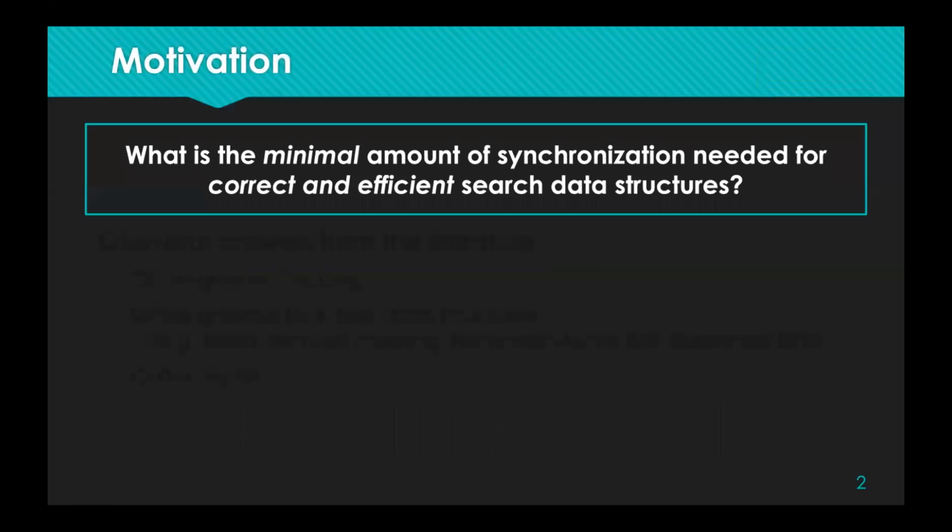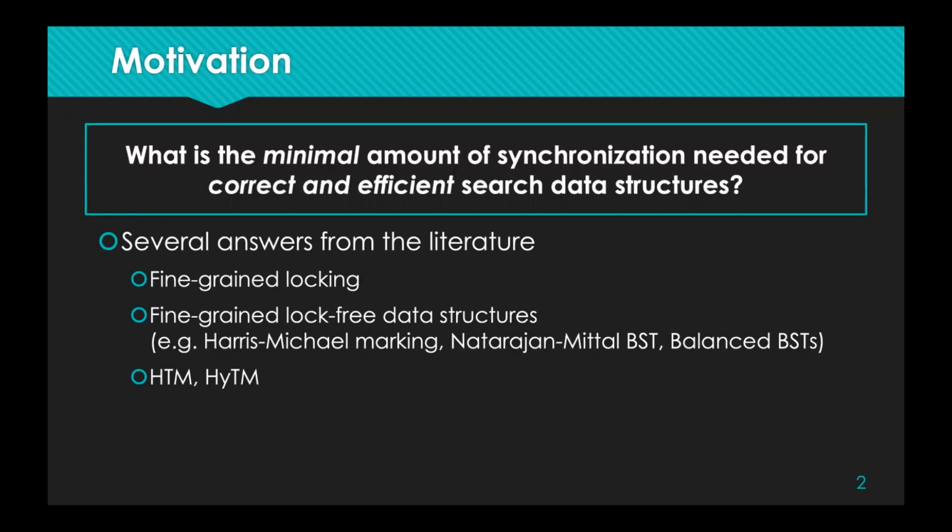So in our paper, we start from a fairly basic question, which is what's the minimal amount of synchronization needed for correct and efficient search data structures? Obviously, we're not the only ones to be answering this question. There are several answers we can find in the literature, for instance, fine-grained locking, or all of these very elegant fine-grained lock-free data structure techniques. And then also HTM and hybrid TM are trying to answer similar questions, basically trying to trade off expressivity versus efficiency versus guarantees for different types of data structures we might want to implement.